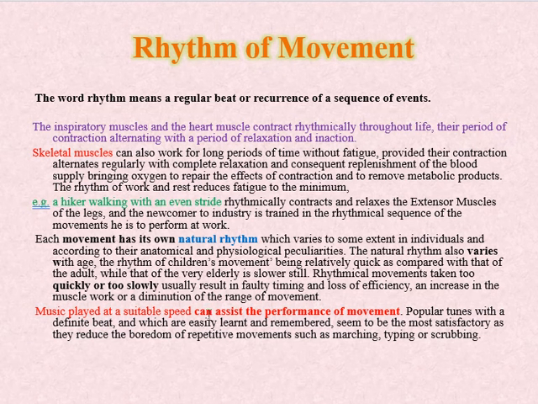Rhythmical movements taken too quickly or too slowly usually result in faulty timing and loss of efficiency, an increase in the muscle work or a diminution of range of movement. So there is an optimal or natural rhythm for every movement, and if the rhythm of movement is quicker or slower than this level, it results in faulty timing, loss of efficiency, an increase in muscle effort, and diminished range of motion.